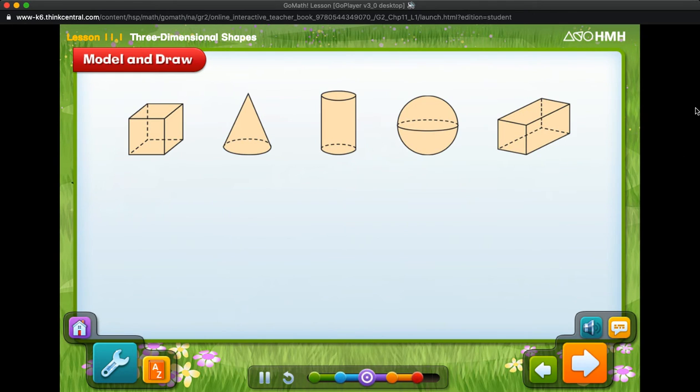These are three-dimensional shapes. They can also be called solid shapes. One of these shapes is a sphere. A sphere has no flat surfaces. The entire shape is curved. Select the shape that's a sphere.